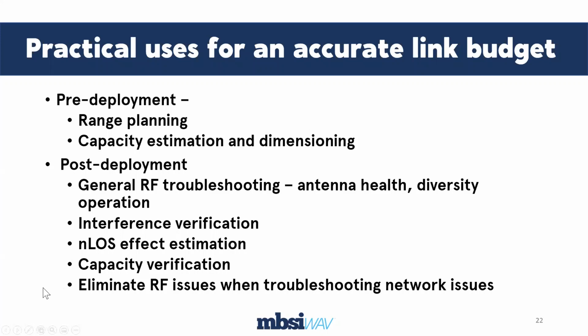And the number one thing is get the magic out of it and eliminate RF issues when troubleshooting network issues. Quite a number of times I've been involved in troubleshooting networks, and a simple link budget calculation, where I made up the spreadsheet right on the spot, showed that RF is okay. I've got a problem somewhere else. Maybe I've got a problem with QoS, or something else. But it eliminates the RF issue right away when I meet my link budget.